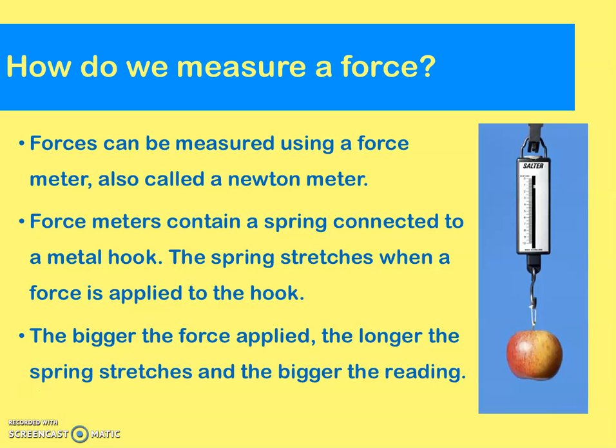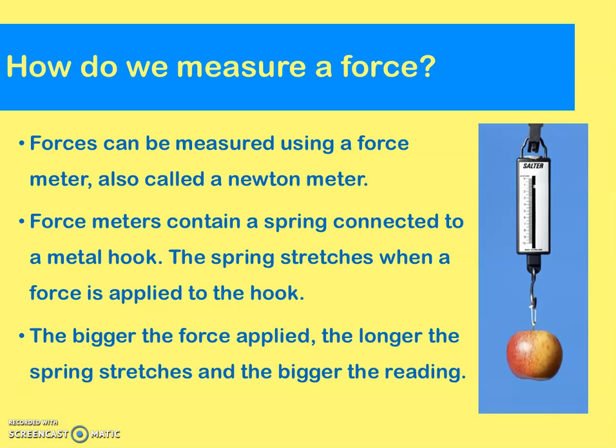So how exactly do we measure force? So we use this device which is called a Newton meter. You can see it pictured there on the slide. Inside the Newton meter there is a spring, and this is connected to the metal hook that you can see holding the apple. The spring stretches when we placed any force onto the hook. The bigger the force applied, the longer the spring is stretched, and that means we get a bigger reading.